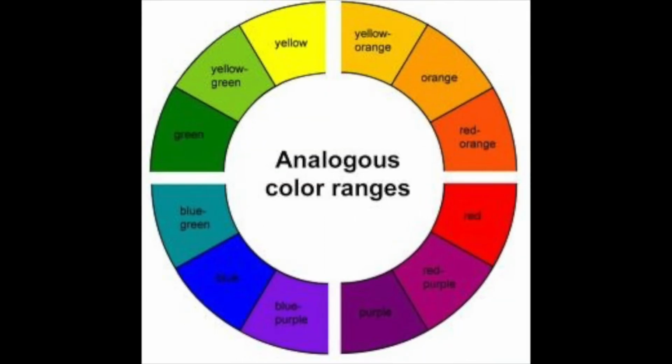Now let's talk about colors that are called analogous colors. Analogous colors are three colors that are next to each other on the color wheel. For example, yellow-orange, orange, and red-orange, or yellow, yellow-green, and green. Those are called analogous colors, next to each other on the color wheel.